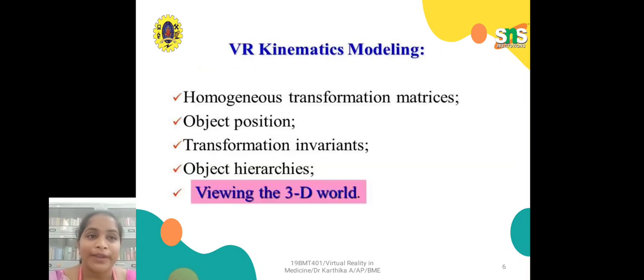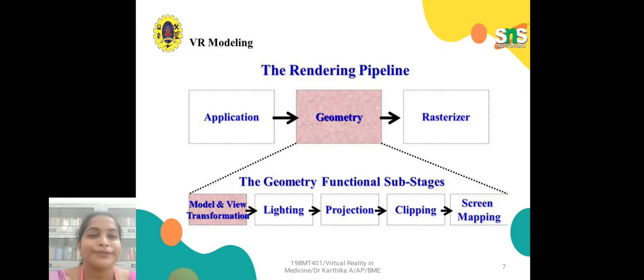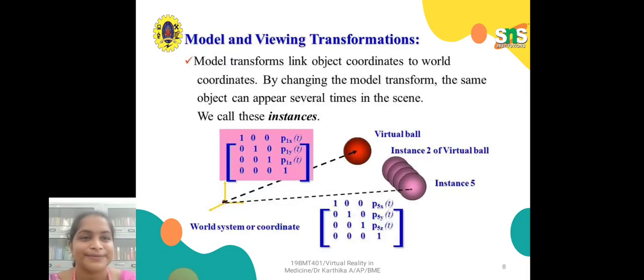See here, in this VR kinematics modeling, we have homogeneous transformation matrices, object position, transformation invariants, object hierarchies, and finally viewing the 3D world. With the help of these four elements, we can view the 3D world in a perfect manner. In VR modeling, the rendering pipeline for kinematics has applications, geometry and rasterizer. In the geometry functional substages, we have model and view transformation, lighting, projection, clipping and screen mapping at the last.